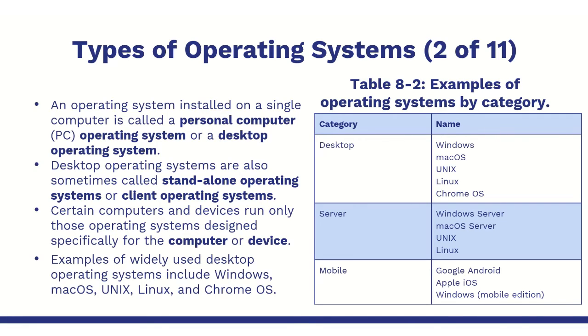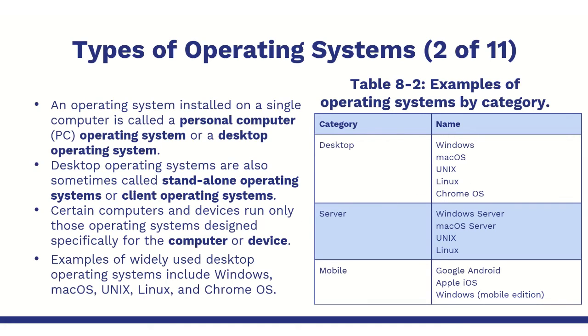An operating system installed on a single computer is called a personal computer PC operating system or a desktop operating system. Desktop operating systems are also sometimes called standalone operating systems or client operating systems. Certain computers and devices run only those operating systems designed specifically for the computer or device. Examples of widely used desktop operating systems include Windows, Mac, Unix, Linux, and Chrome operating systems.